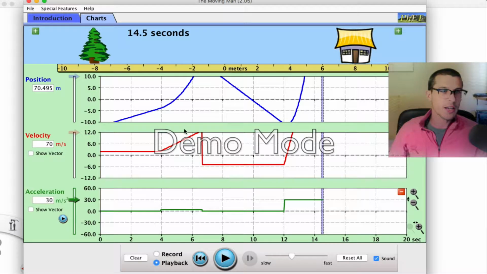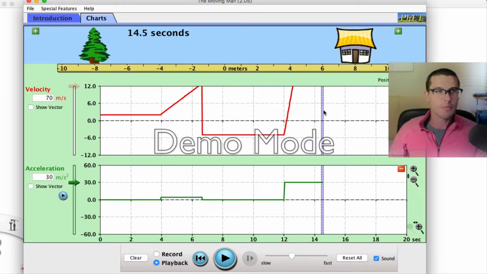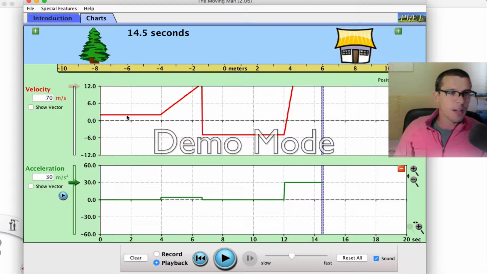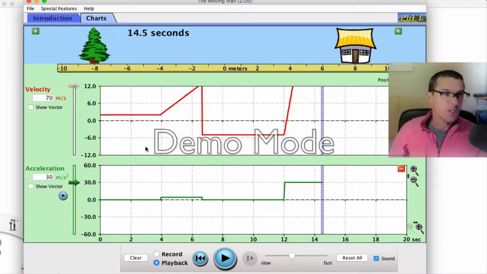So let's take a look at this graph to begin with. Let's put the position out of here and look at the velocity and compare that to the acceleration. At first, he was going with a constant velocity, which means the velocity is not changing. It might as well be zero; zero is still constant. You see that flat line and ask, what's the slope of that line? There is no slope, no change. So the acceleration, which is the measurement of how this changes, is zero.